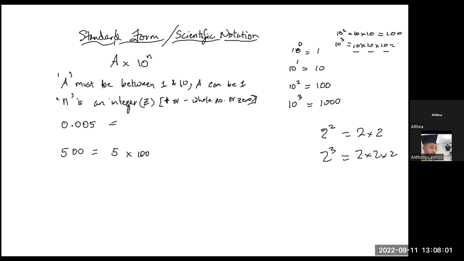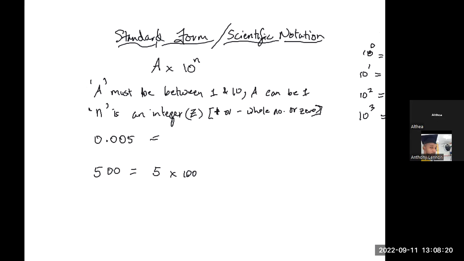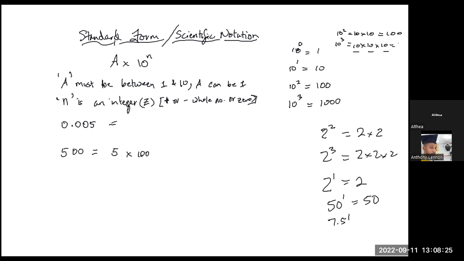So in this case, anything to the 0 power is 1. Just remember that. Every quantity written to the 1 power is still going to be that same quantity. For instance, 2 to the 1 power is still 2. 50 to the 1 power is still 50. 7.5 to the first power is still 7.5. So anything to the first power is still that quantity. Anything to the 0 power though is going to be 1.